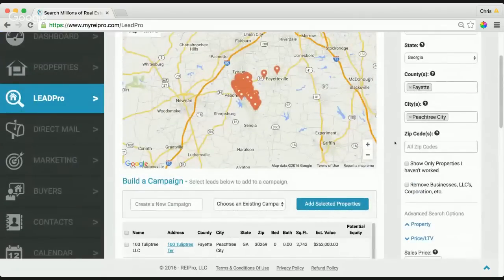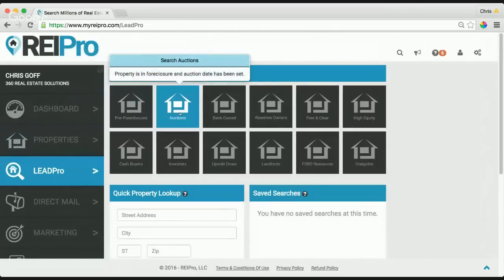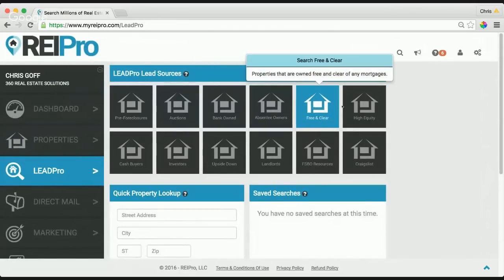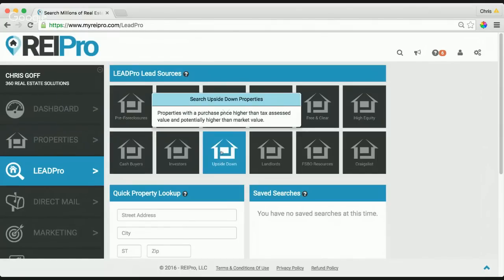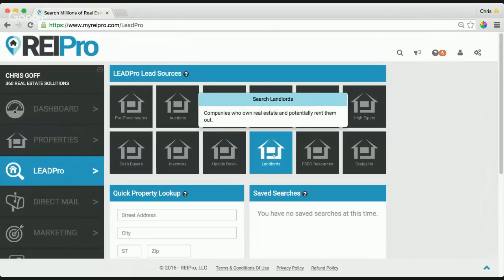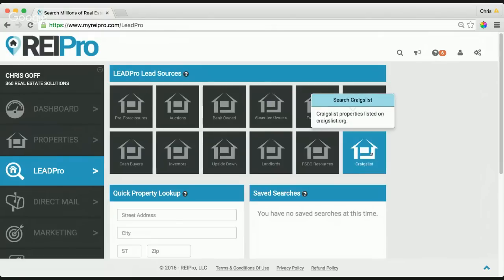So lead generation is going to be much more simplified for you guys when you can go here and find not just pre-foreclosures, auctions, bank-owned, absentee owners, free and clear properties, high equity properties. You can get a nationwide list of cash buyers, investors, upside down properties where the mortgage potentially is upside down, and a national list of landlords. We do give some for sale by owner resources, for those that are maybe just getting started. And then we tied into a national list for Craigslist as well. So a lot of lead generation tools and sources here.